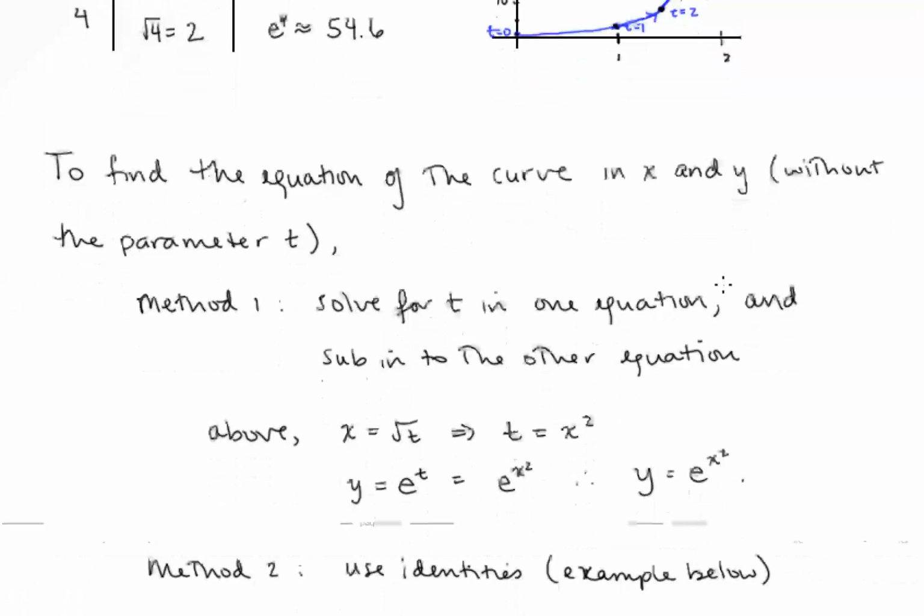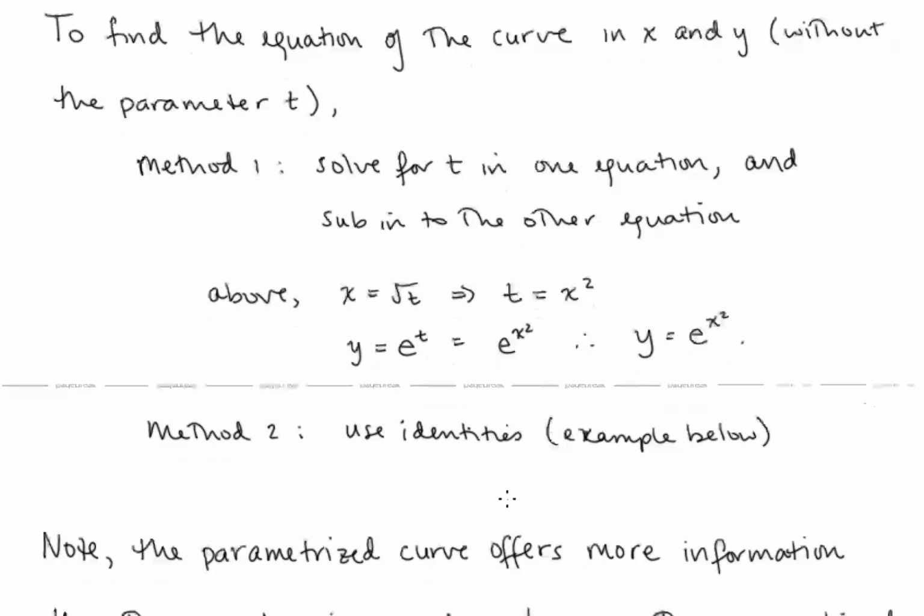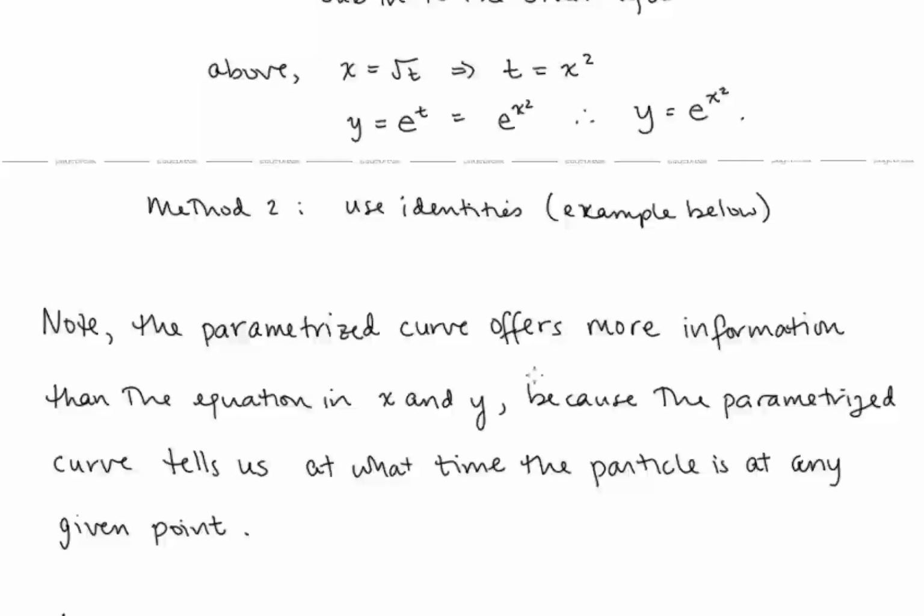Method 2, to eliminate the parameter and find the equation of the curve in x and y, is to use identities, and we're going to see an example of that in a couple minutes. I want to point out here that the parametrized curve offers more information than just the equation in x and y, because the parametrized curve tells us at what time the particle is at any given point. It doesn't just show the set of points covered by the particle, it shows us when the particle is at each point. And with that, it shows the direction in which the particle is moving.